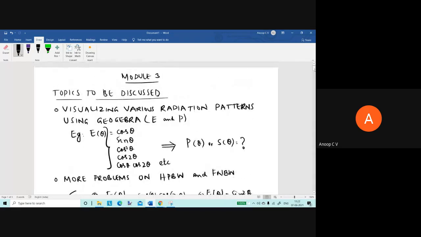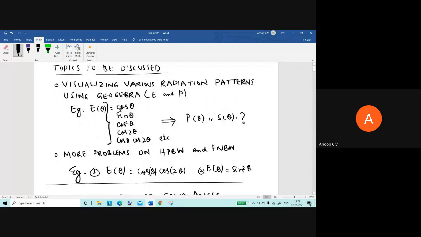Again, we'll try to visualize. Yesterday when I told you about radiation pattern, you may not have got a clear idea, but what you have to keep in mind is that in 2D we have functions f of x, y, for instance x square plus y square is equal to r square, which is a circle. A parabola, ellipse, straight line, all those are functions. Similarly in 3D, these are functions of theta and phi. That's it.